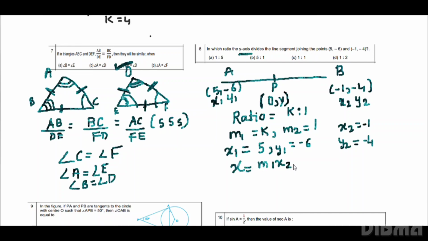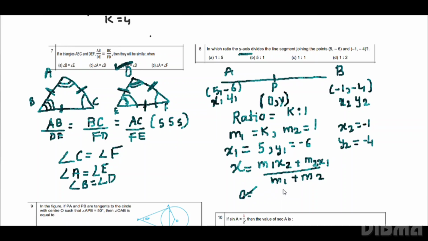m1x2 plus m2x1 divided by m1 plus m2. So when you substitute these values, you will get 0 is equal to m1 into x2. So what is m1 into x2? That is, m1 is k and x2 is, what is x2? Minus 1.